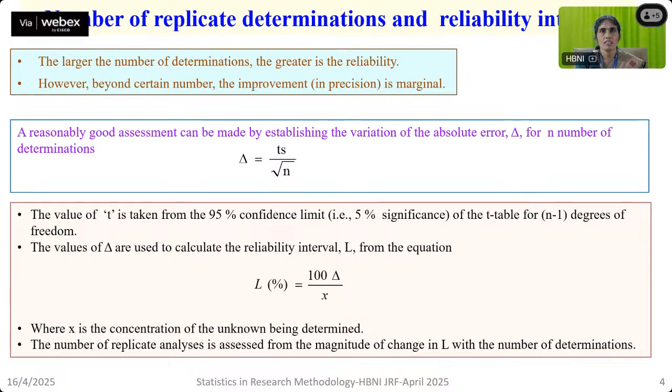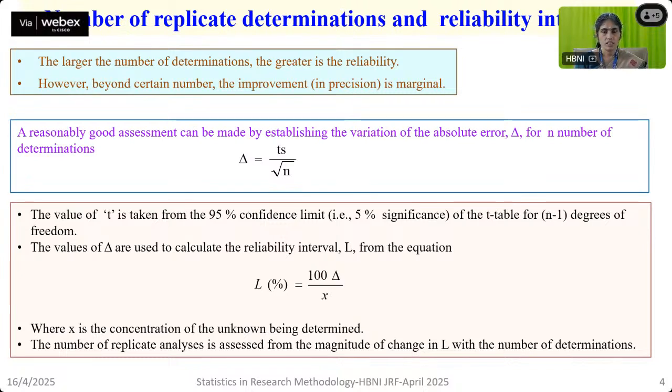During the discussion in the previous class, we had seen that as we increase the number of measurements, number of determinations, the values of T drastically get reduced. We had seen the trend in the T value and the percentage decrement also we had seen in the previous class. So as the number of repeated measurements increases, the reliability or the precision of the measurements increases. However, beyond certain number, it was seen that the improvement is only marginal. Last discussion, we had seen that above 6 such degrees of freedom, the improvement is marginal.